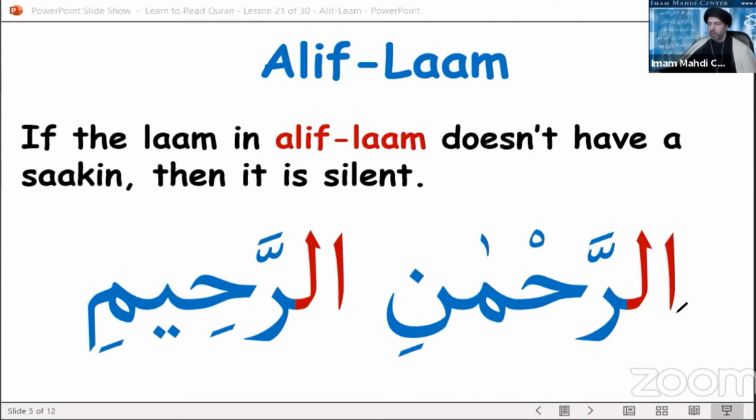So let's read from the beginning. Ar-Rahmanir Rahim. Ar-Rahmanir Rahim. So remember, this first one is pronounced because it is the first letter, this first alif and alif lam, but the second alif and alif lam is not pronounced, it's silent because it's not the first letter. And the lam in both instances is silent because neither one of them has a sakin.